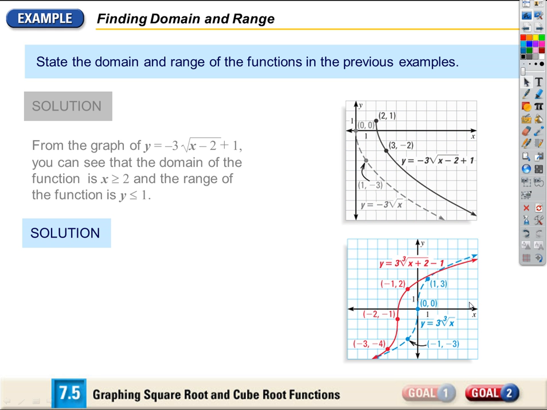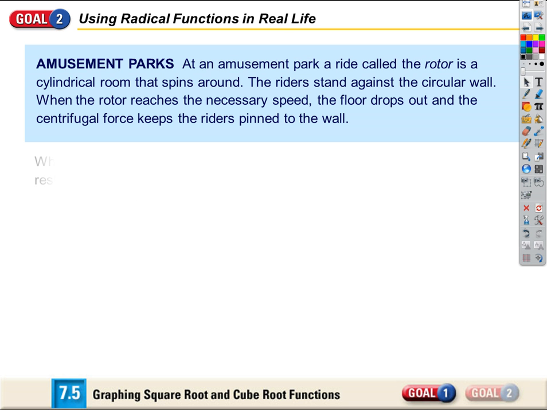Okay. And this guy, right away, what's the answer? It's cube root, all reals. It's cube root. Okay, we can skip this.